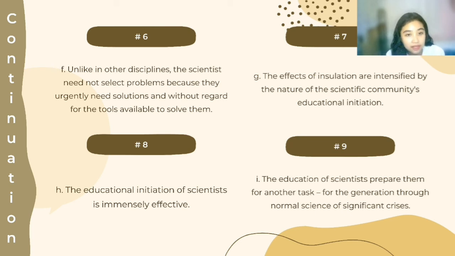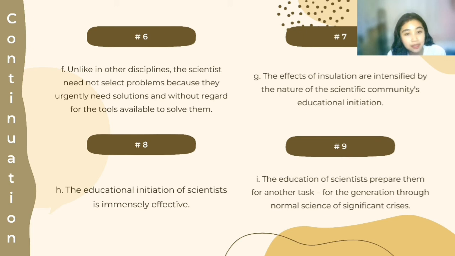The educational initiation of scientists is immensely effective. Kuhn argues that science education also contributes to science progress. In other disciplines like philosophy, music, and literature, students read original key texts in their fields and learn that there are competing schools of thought. In science, students don't normally read original texts like Newton or Copernicus. They read brief text summaries of theories and they don't bother studying the obsolete theories. This education is effective but narrow and rigid.